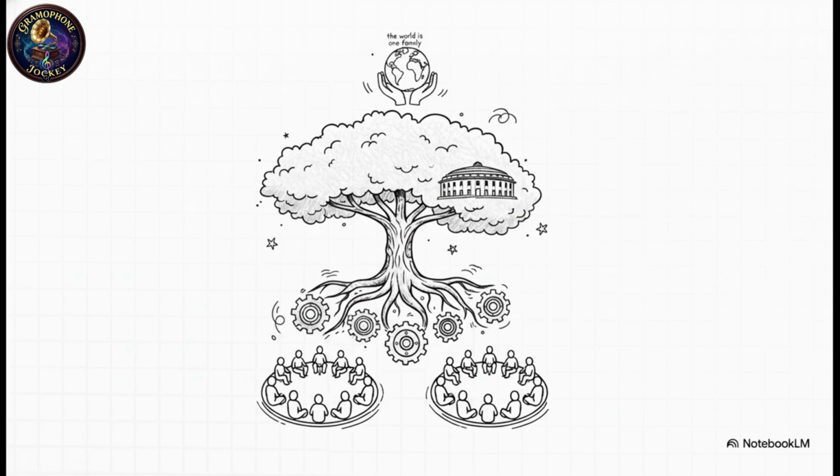And all of these institutions were guided by this profound moral principle called Vasudhaiva Kutumbakam, the idea that the world is one family. These were the very first gears of the democratic engine, demanding that rulers actually consult the people instead of just ruling with absolute power.